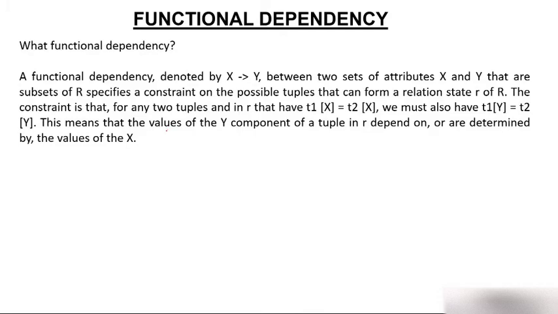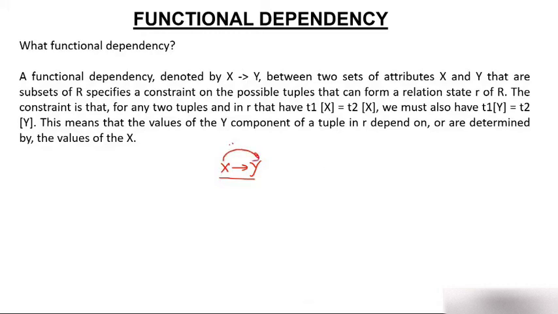The functional dependency definition is quite big, so I'm not going to read this definition before I explain it to you. First of all, I'll explain what functional dependency is. A functional dependency is denoted by X arrow Y. It could be XY, it could be alpha to beta, it could be anything. Functional dependency denoted by X arrow Y says that X determines Y.